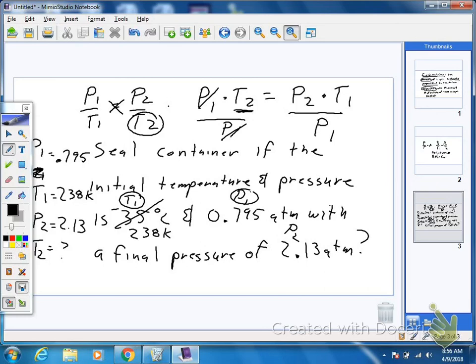So all I do is cross multiply. Then I set my variables up to maybe make it easier to solve for it. Okay. So it's going to be 2.13 times 238 divided by P1, which is 0.795. My answer is 637 Kelvin. So T2 is 637. Okay, and if you want to, you can plug it back in and see if the constants come out, but there's no need to do that.